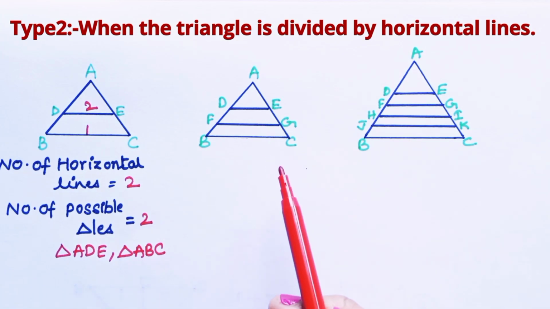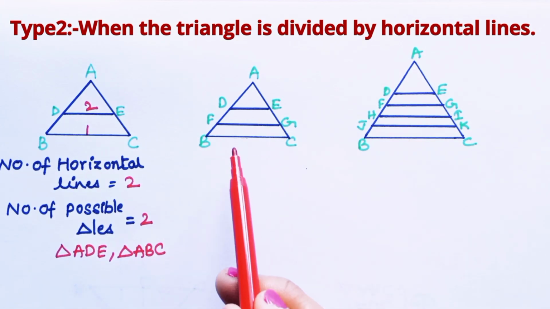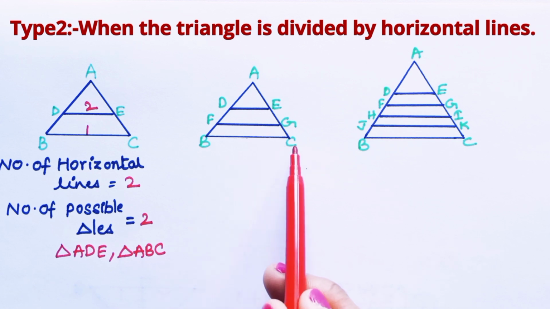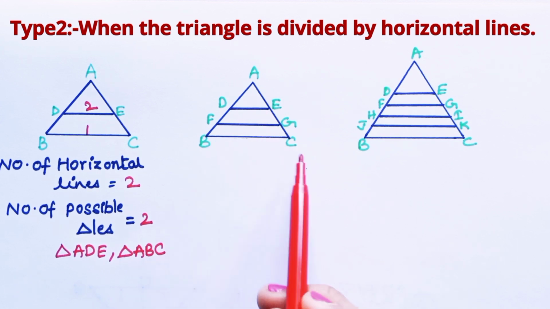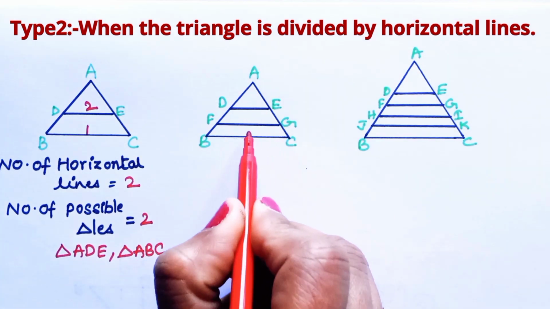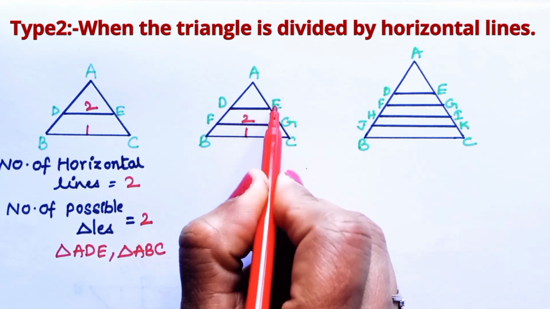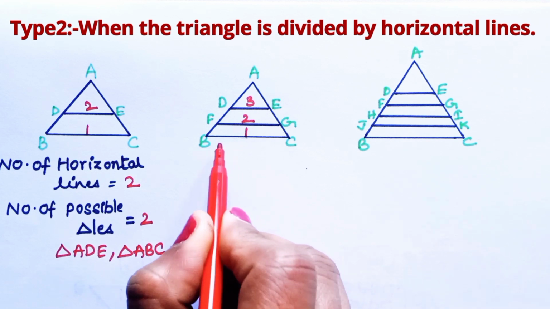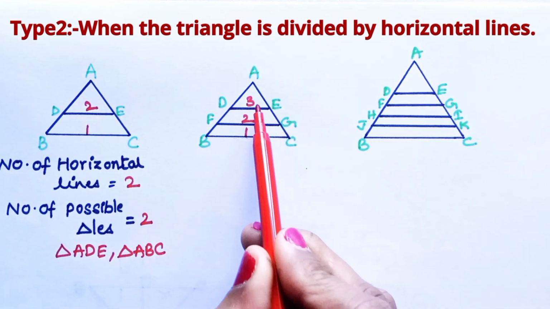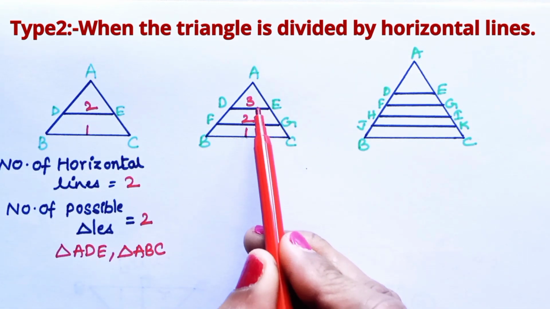Now let us move to the next figure. In this figure, you just see how many horizontal lines are present in the given triangle ABC. There is the first horizontal line BC, the second horizontal line FG, and the third horizontal line DE. So how many horizontal lines are present? There are 3 horizontal lines present in the given figure.